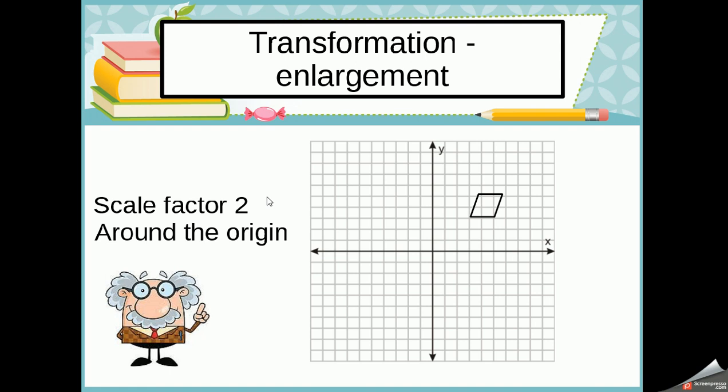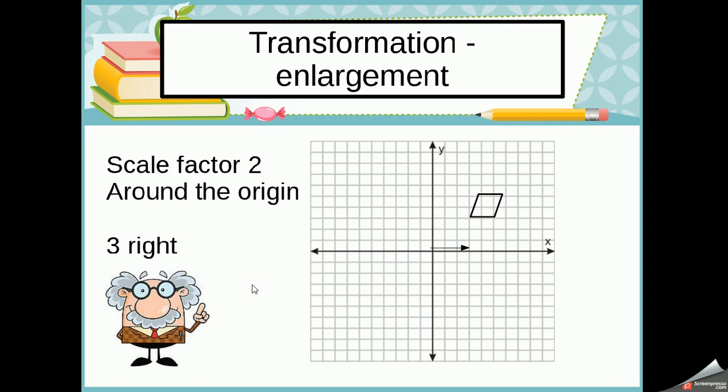But here we've got a shape, a parallelogram, that we're going to increase by a scale factor of 2 around the origin as the centre. And the origin is where the y and the x-axis meet at 0, 0. All I'm going to do is count the number of squares from the origin across to where the x lines up with one of the corners of the shape I'm enlarging.